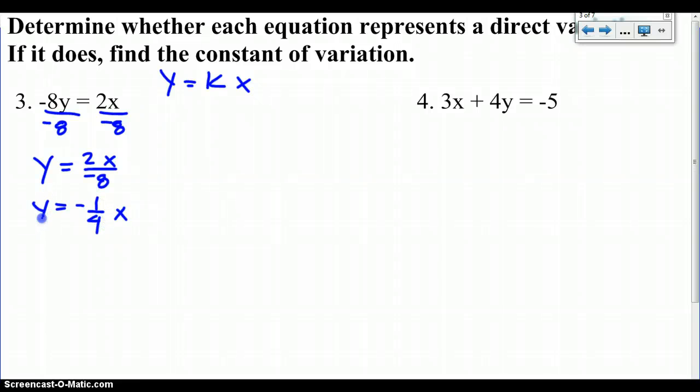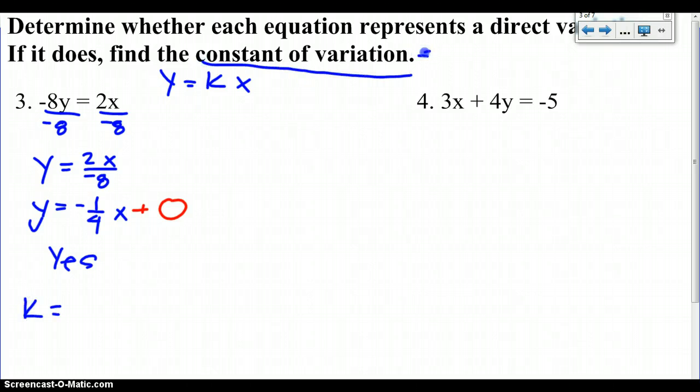So we have to ask ourselves, is this a direct variation? Since it does not have a y-intercept or a plus anything, it is direct variation. So yes, this is direct variation, and our k value, which is the constant of variation, is -1/4.